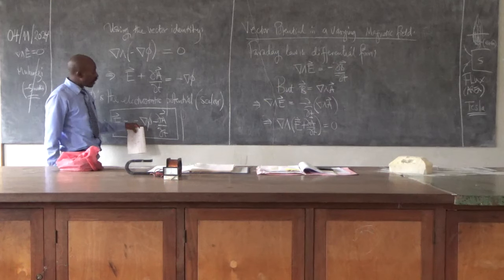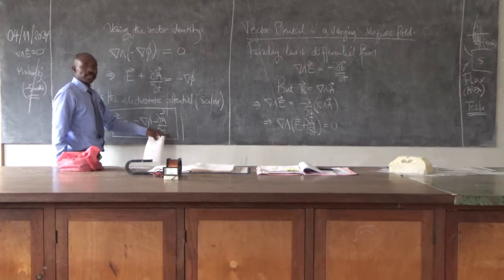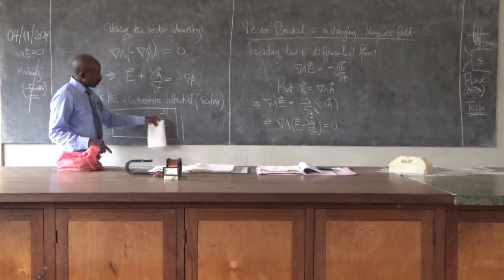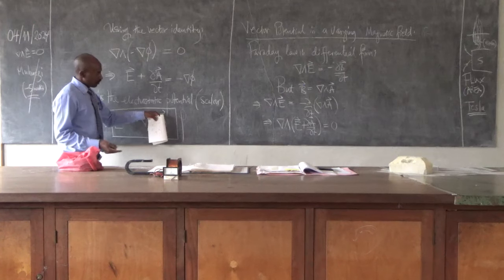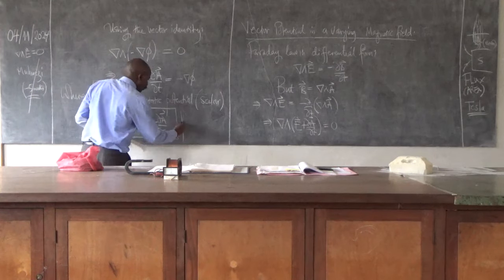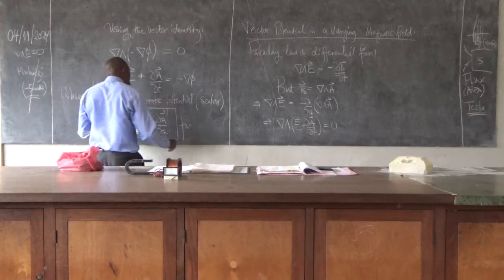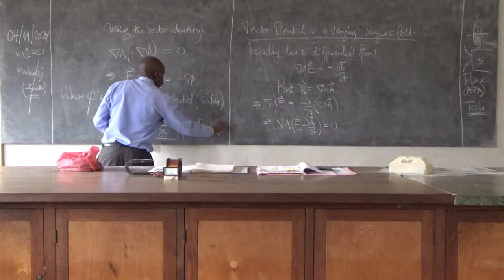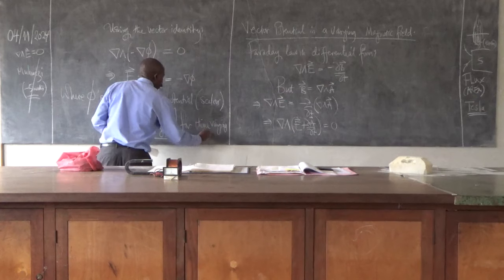Now when they become valid, we have to add this part here of the varying fields, what you are continuing to produce. And so this is for time varying fields.